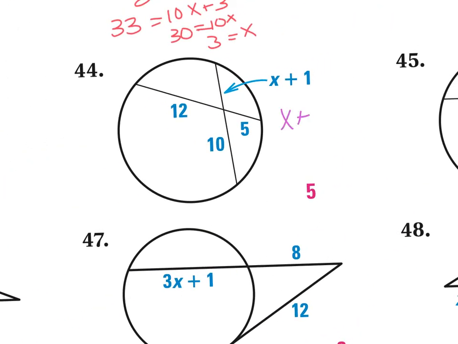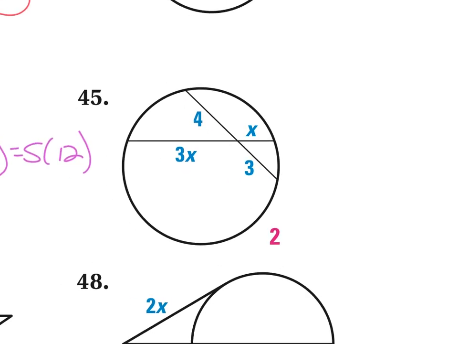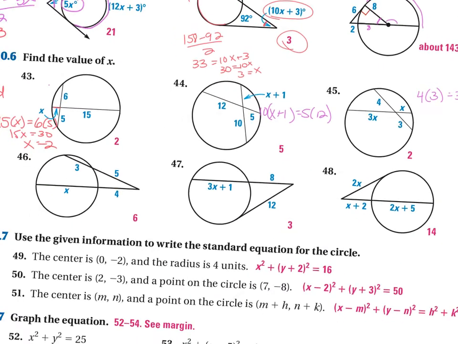41, x plus 1 times 10 would equal 5 times 12. And then just distribute that and solve that. 45, 4 times 3 would equal 3x times x. And again, multiply that and solve.